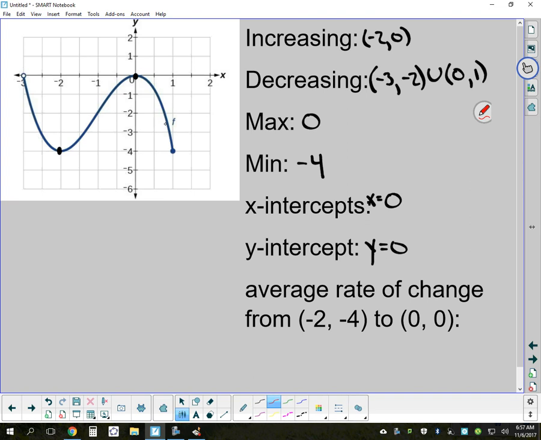Average rate of change from -2, -4 to 0, 0. Okay, you've got a little bit of a curved line, but we need to imagine it as if it was a completely straight line, and then just count your slope. Be careful, you're counting on your y's, you're counting in halves, and on your x's, you're counting by 1. So up 1, 2, 3, 4, over 1/2, 1, 1 1/2, 2. So we were up 4 over 2, which gives us a slope of +2.